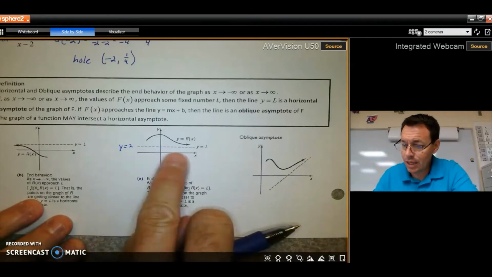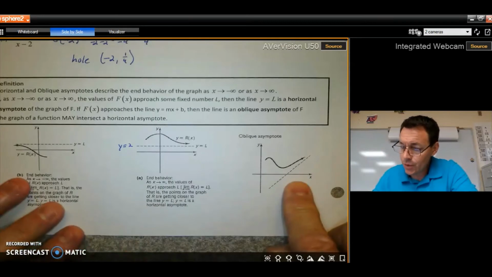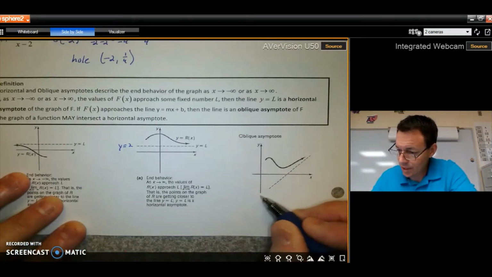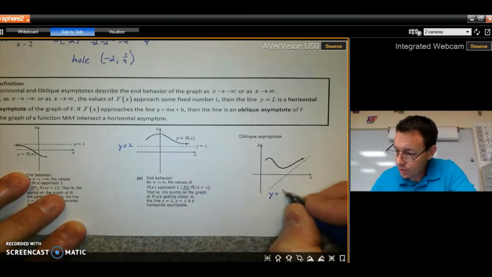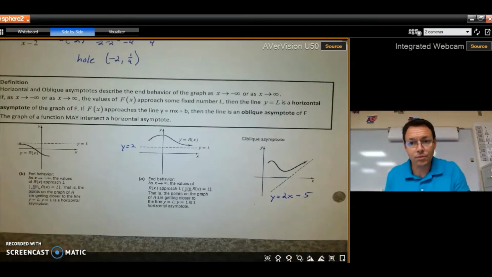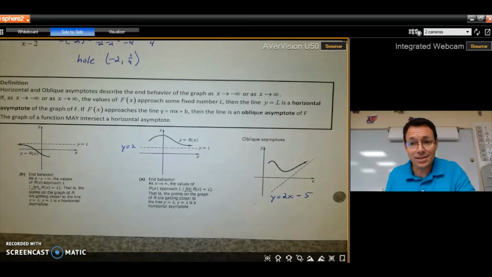Okay, an oblique asymptote is just a horizontal asymptote that has a slant to it. So this would be a line like y equals 2, a horizontal line. This one has some slope to it. So maybe this looks like it's going to hit way down here. So maybe this is y equals 2x minus 5, just an example of what an oblique asymptote could look like. So it's going to have a slope to it as well as a constant, whereas the horizontal just has a constant. But the idea is the same.